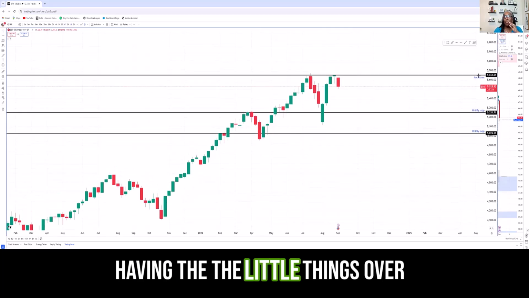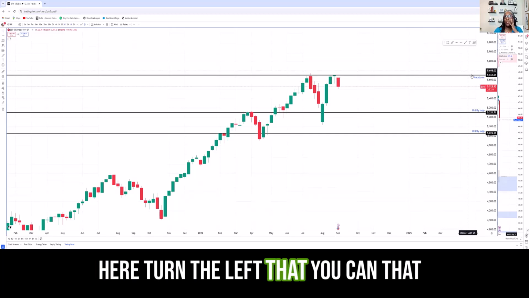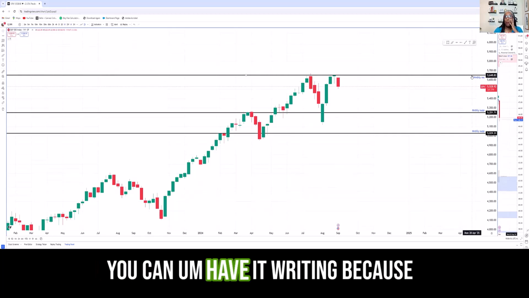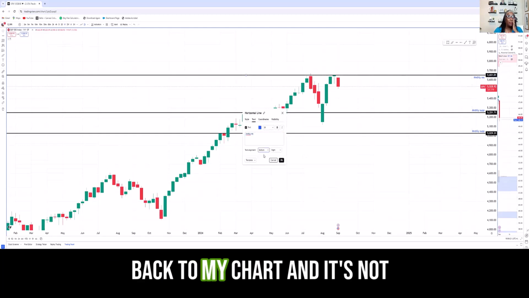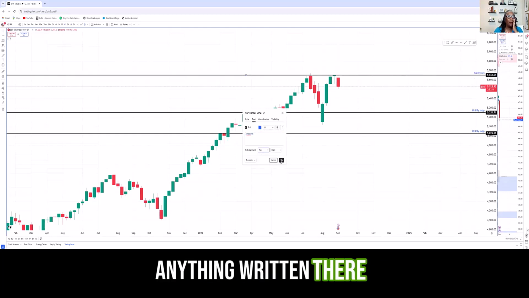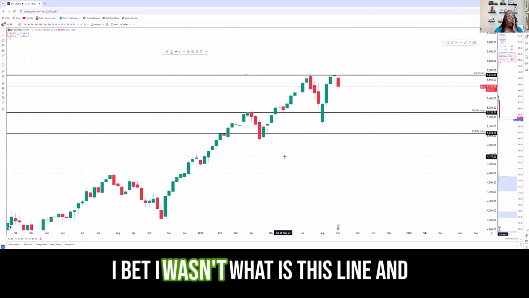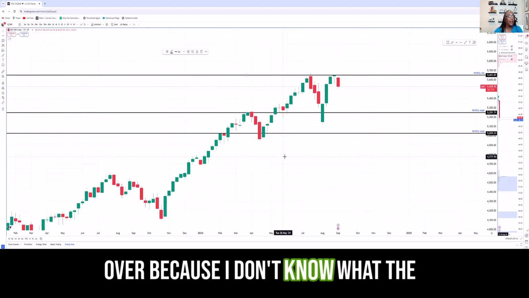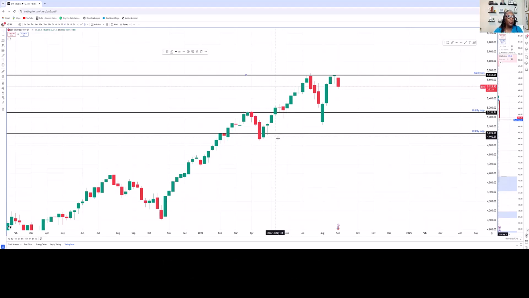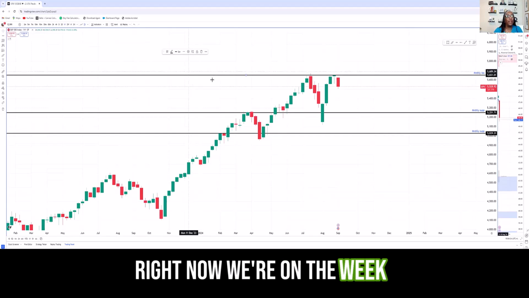I like having the little things over here to the left that you can have it writing, because otherwise, if I come back to my chart and there's not anything written there, I'll be like, what is this line? And then I'll erase all of them and start over because I don't know what the line was there for. All right, now we're on the week.